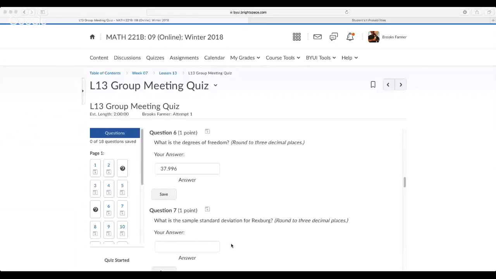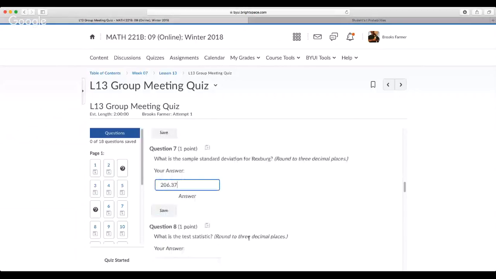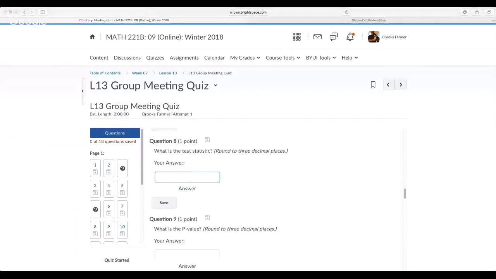All right. So Rexburg is variable 2. So in the standard deviation, we're looking at the standard deviation of variable 2. So it's 206.637. 206.637. Love copy and paste. I like these ones where we don't do anything by hand. It's all computer. I know, right? Too bad all math can't be like that.